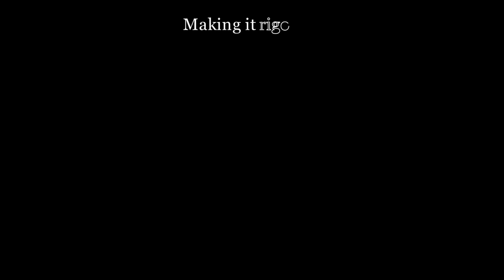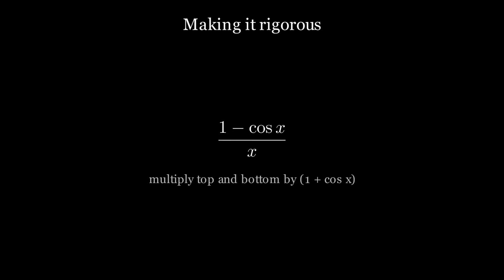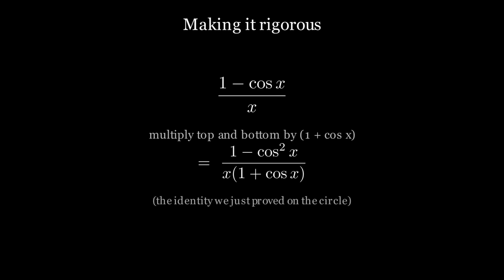Here's how to prove it symbolically. Start with 1 minus cosine x, over x. Multiply top and bottom by 1 plus cosine x, that's the conjugate trick. On top, 1 minus cosine x, times 1 plus cosine x, is 1 minus cosine squared x, and that's exactly the identity we just watched on the circle, so it becomes sine squared x. So the whole expression becomes sine squared x, divided by x times 1 plus cosine x.